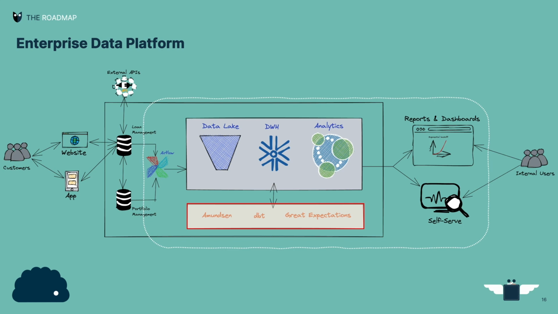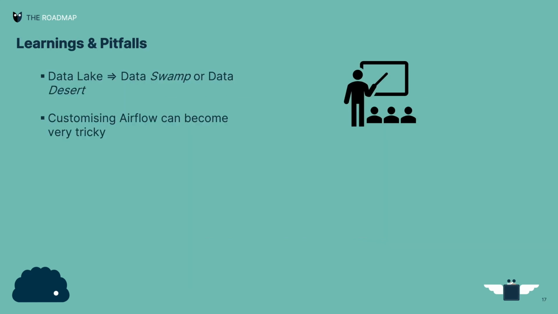Also, notice the box highlighted in yellow here. Those are the services that we are working to build into the platform next. Now, I think this has already put us in a better shape compared to where we started earlier this year. Now, I would like to highlight some learnings and pitfalls from our journey so far.